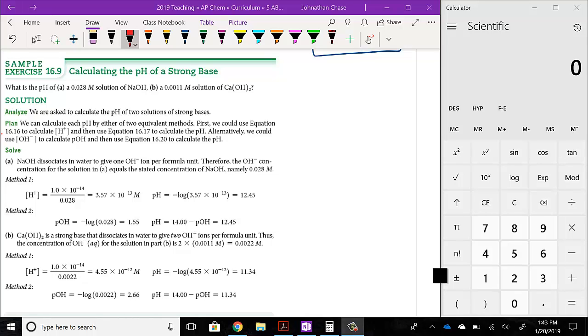Sample exercise 16.9 is all about how to use the concentration of a strong base to find the pH of that solution. So let's walk through the sample, just make sure that the steps make sense.